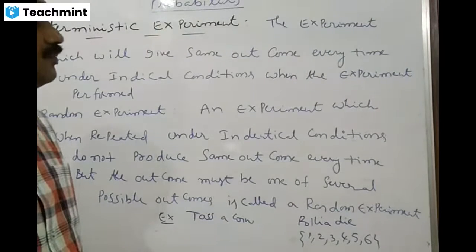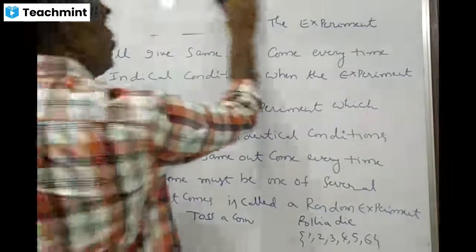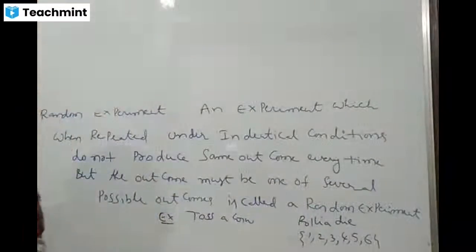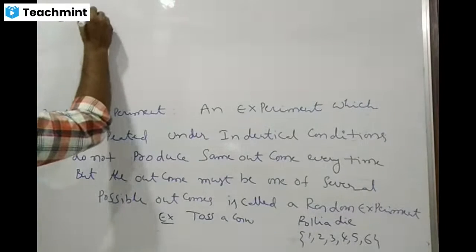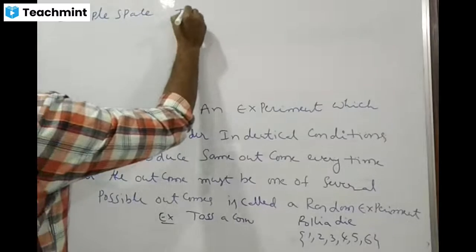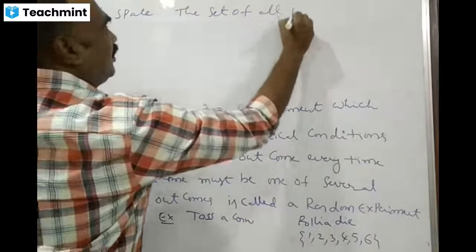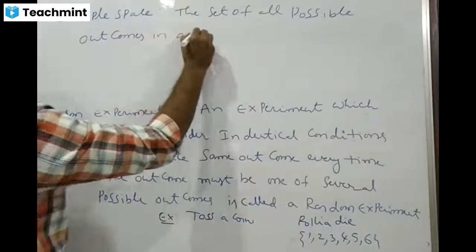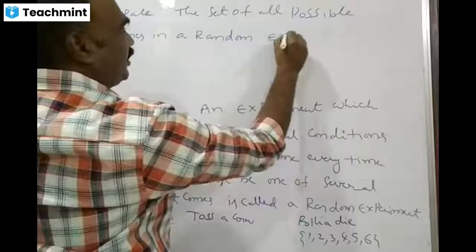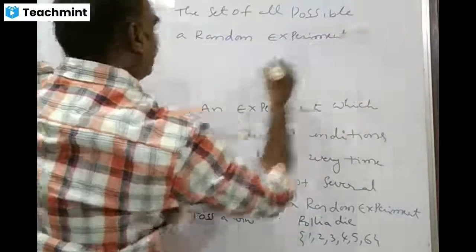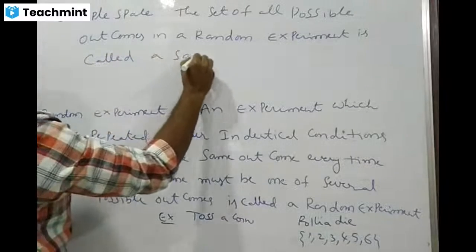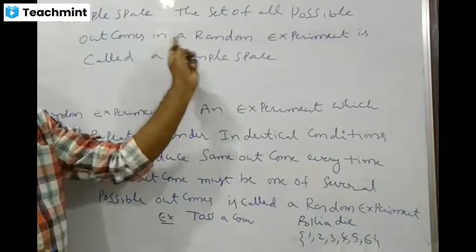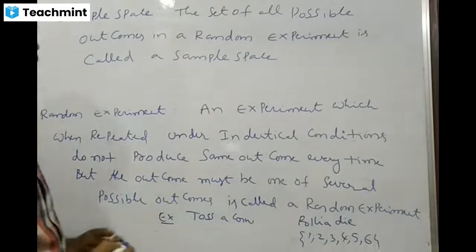Next, students, sample space. The set of all possible outcomes in a random experiment is called a sample space. Friends, sample space is denoted by S.